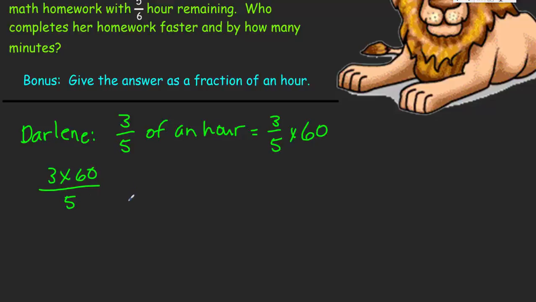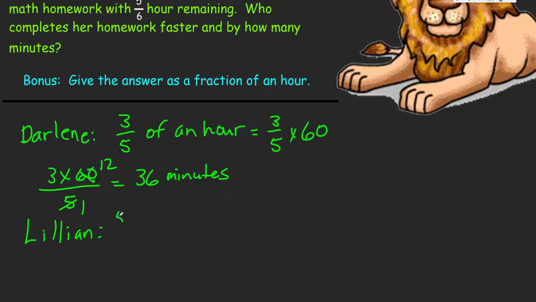Do I have some common factors that I can divide out? I do. 5. If I divide 5 by 5, I get 1. If I also divide 60 by 5, I'm going to get 12. So now I have 12 times 3, which is 36, and this is going to be 36 minutes. Now the reason why it's 36 minutes is because we multiplied by 60 and there were 60 minutes in 1 hour, so we converted that.